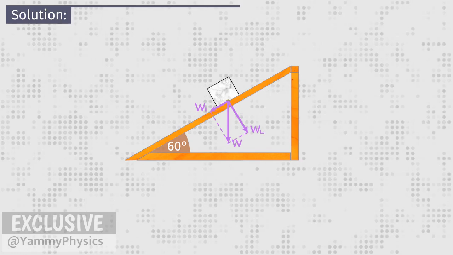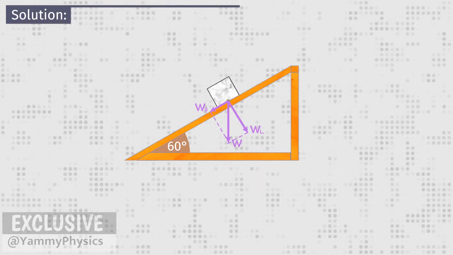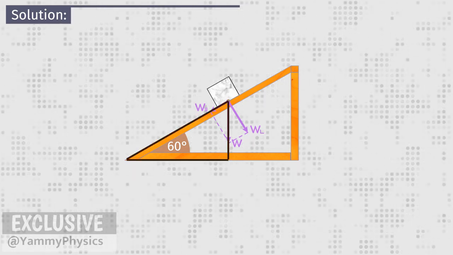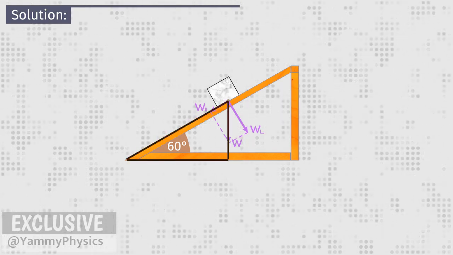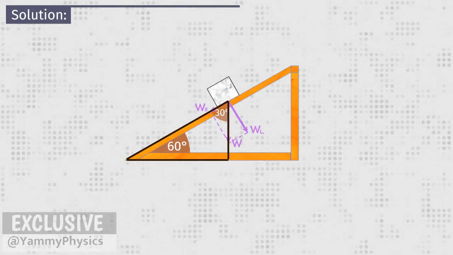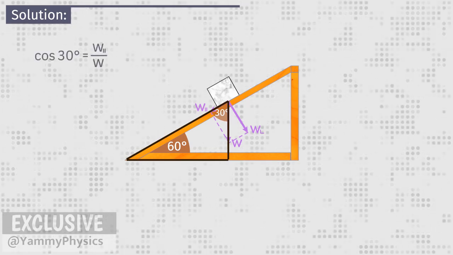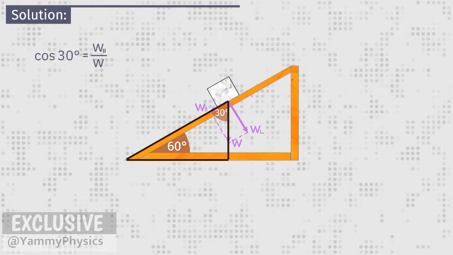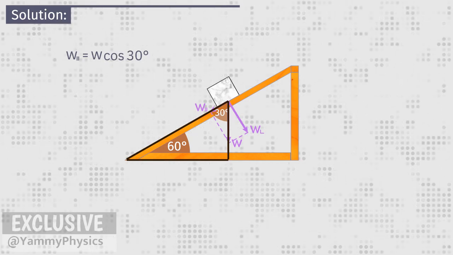Now, we will analyze the angle of the vector. The angle of the inclined surface is 60 degrees. Consider this triangle. It is a right triangle. Thus, this angle is 30 degrees. Using the concept of trigonometry, the cosine of 30 degrees is W parallel over W. From here, W parallel is equal to W cosine 30.